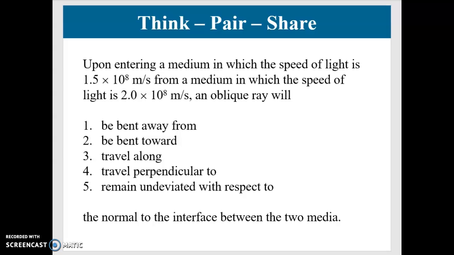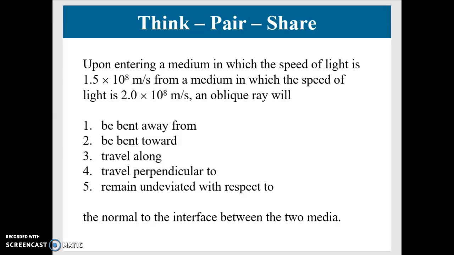Okay, so before we move into image formation with lenses, we want to work through a few of these conceptual questions. Our first question: upon entering a medium in which the speed of light is 1.5 times 10 to the 8th, from a medium in which the speed of light is 2.0 times 10 to the 8th, what will an oblique ray do? And oblique here means at some angle with respect to the normal, so it's not coming vertically down.